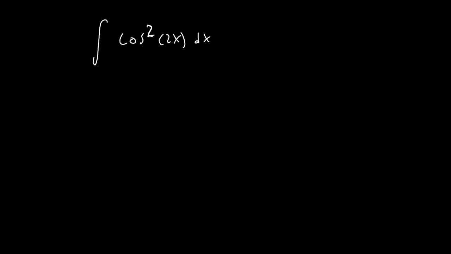Because cosine squared of 2x seems at first a very tedious integral. But there's actually an identity we can use, and it relates to the one that is cosine squared of x is equal to 1 plus cosine 2x over 2. Let me just write that properly.